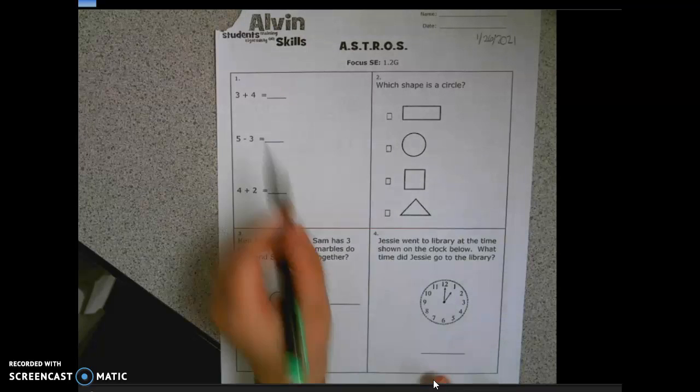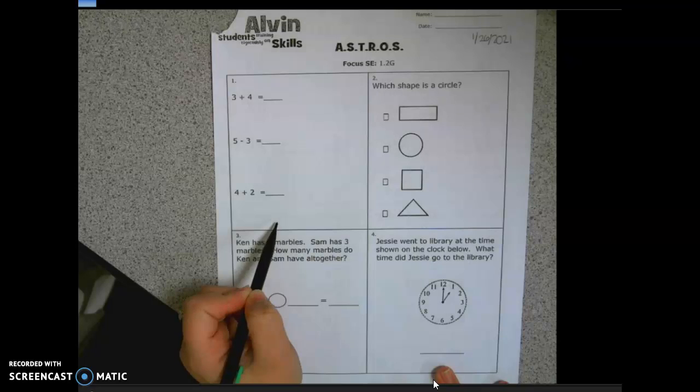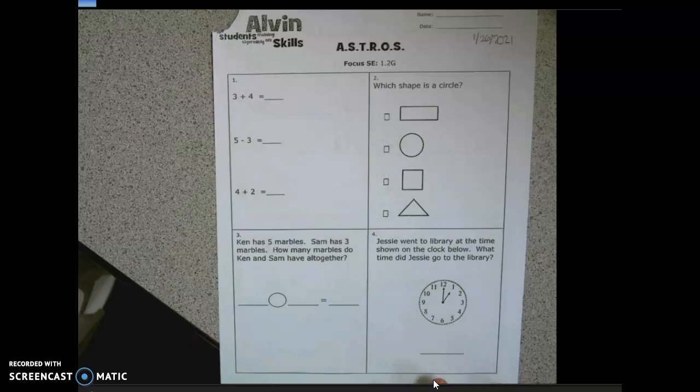1.2G. So for these 3 problems, I'm going to let you do those by yourself. Remember, you can use counters, crayons, manipulatives, whatever you want to use. You can draw pictures to help you solve these problems, your fingers.